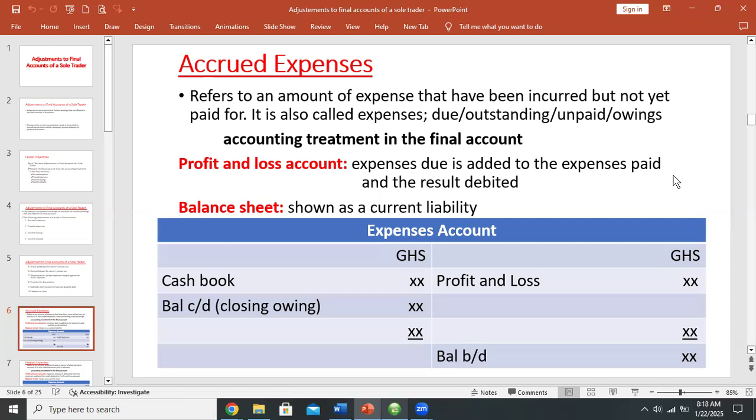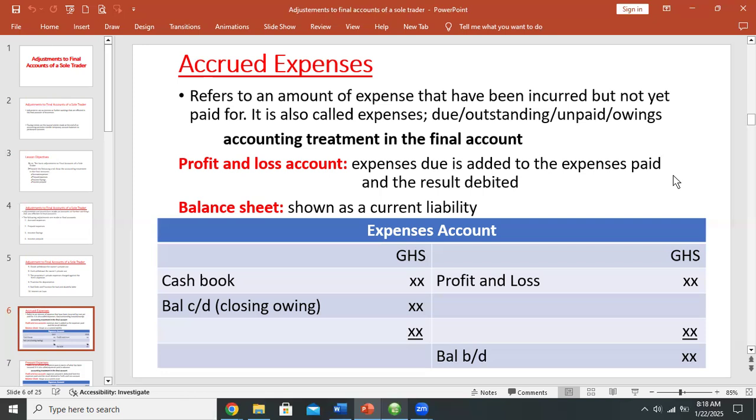In such a scenario, we say that you are owing, and for that matter, the rent has accrued, or the rent is due, or the rent is outstanding, or the rent is in arrears, or the rent has not been paid. Okay, so expense accrued simply means expense that you have not paid. You have incurred the expense, but you haven't paid for it. I believe professors understand this point.